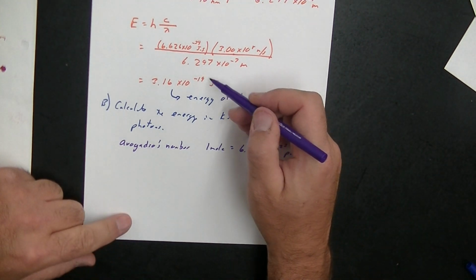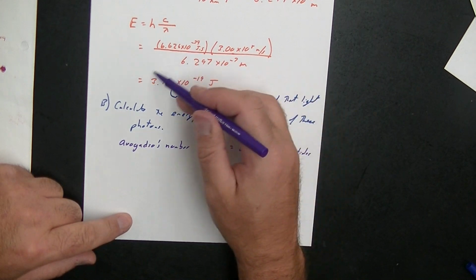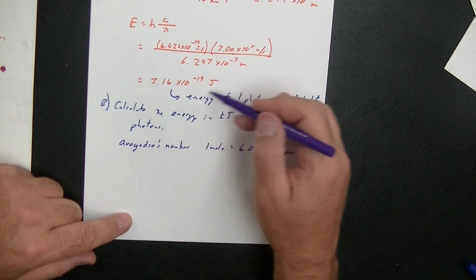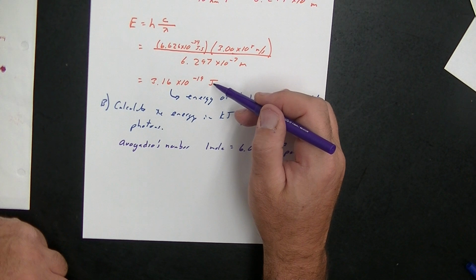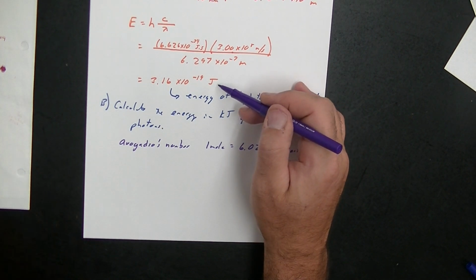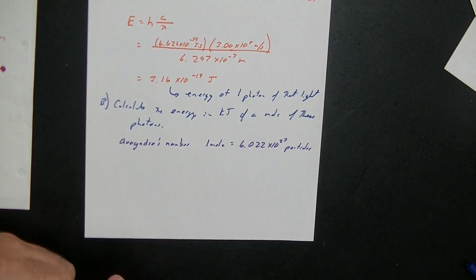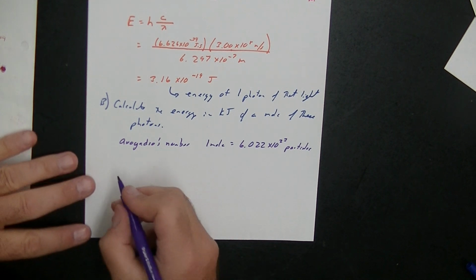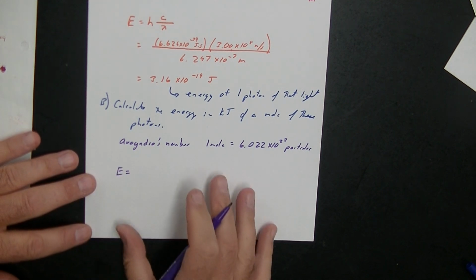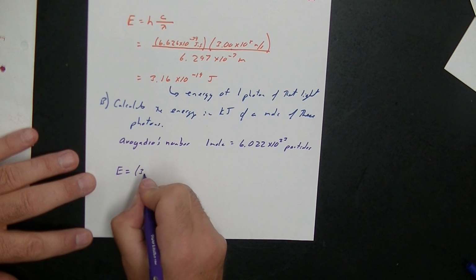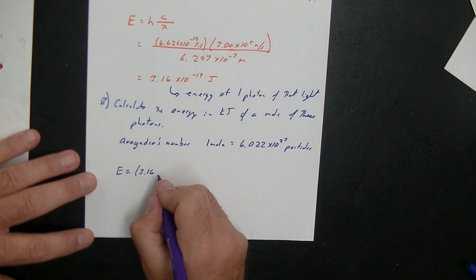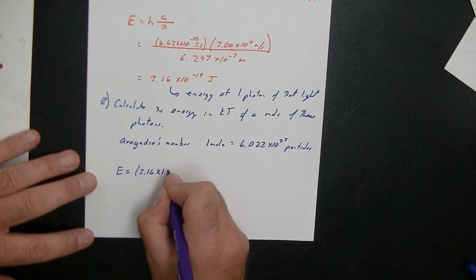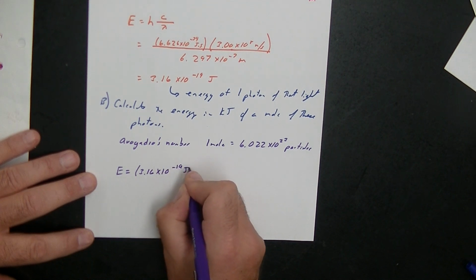So here's the number of joules per photon. It's in joules. We got to convert it to kilojoules. And then we don't want to know one particle. We want to know for a mole of particles. So this is actually pretty easy. So our energy is, we're starting with 3.16 times 10 to the negative 19th joules.